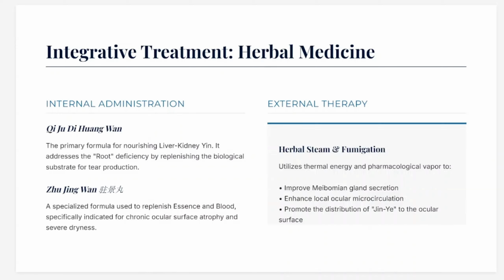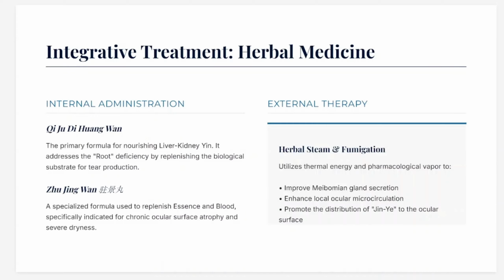Treatment typically includes both internal and external therapies. Internally, classical formulas such as qiju dihuangwan are commonly used to nourish liver and kidney yin and support tear production, particularly in age-related dry eye. In patients with more pronounced deficiency, formulas such as 助景丸 or modified 六味地黄丸 may be considered, depending on individual syndrome differentiation. These herbal treatments aim to restore systemic fluid production rather than simply lubricating the eye surface.